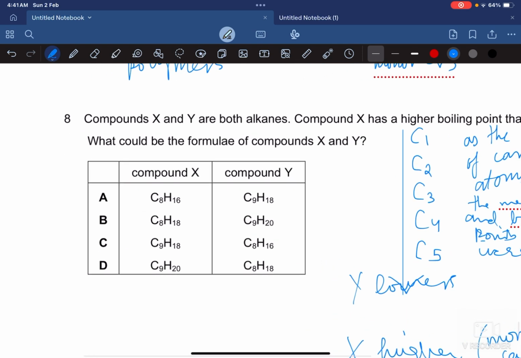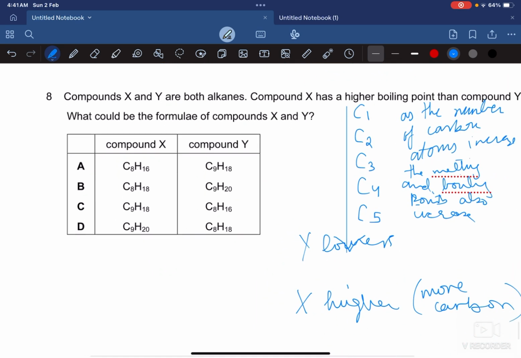Now, in these options, X should have more carbon than Y. This cannot be it, because X is 8 and Y is 9. This is 8, this is 9. No, not possible. This is 9 and this is 8. Well, you might think that C is the correct option, that this one's 9 and this one's 8. However, there's one important line that you guys forgot: compounds X and Y are both alkanes, whereas these compounds are both alkenes.